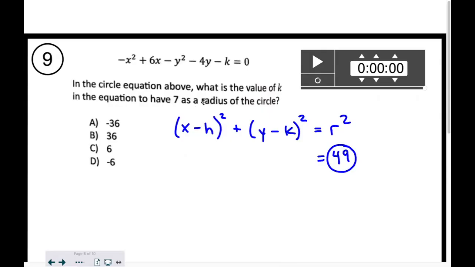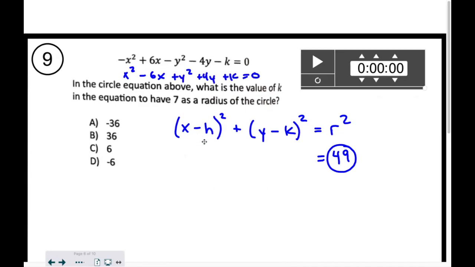So then what I would do is, in order to do this, we have to complete the square. You don't want to complete the square with a negative in front of these, so I'm going to just get rid of all the negatives. So the first thing I would do is just make sure that it's x squared minus 6x plus y squared plus 4y plus k equals 0. So just knock that out right away.